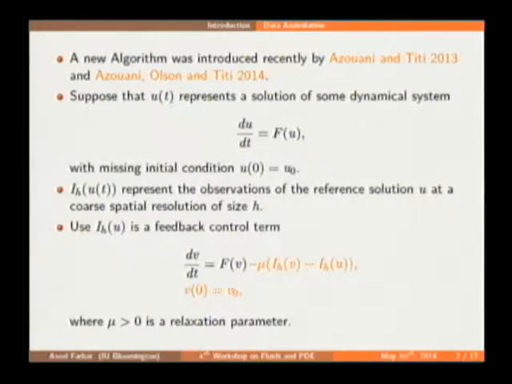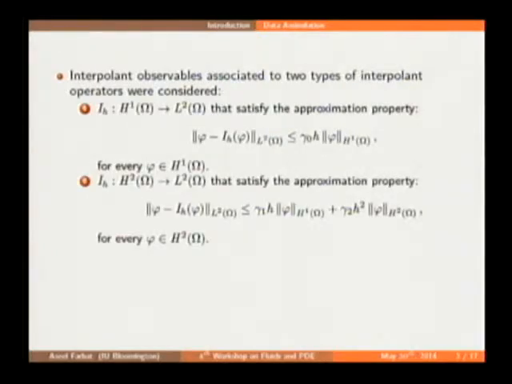There are two kinds of measurements that they studied, and these I_h can be associated with two kinds of operators in that paper. One is operators that take you from H1 into L2 and satisfy this approximation identity, or operators that take you from H2 into L2 and satisfy this approximation identity. Now, to give you a physical example of the first type, think about the finite volume elements, for example, for the Navier-Stokes. This is the paper by Jones and Titi 2013. A physical example of the second kind is nodal set values or discrete measurements of your solution.